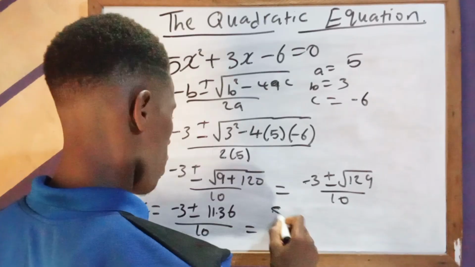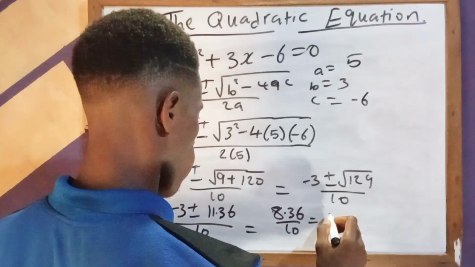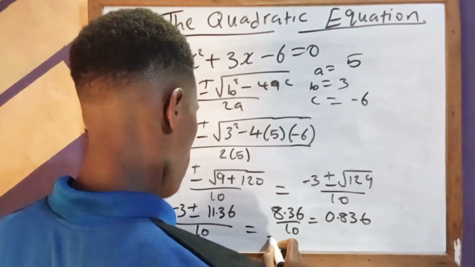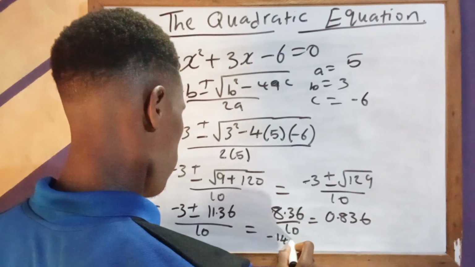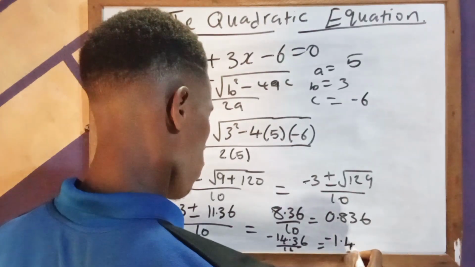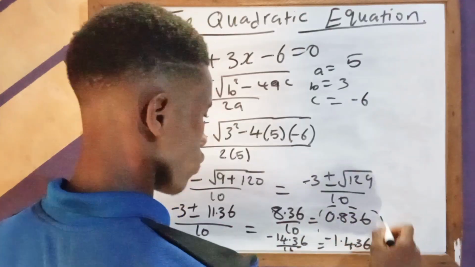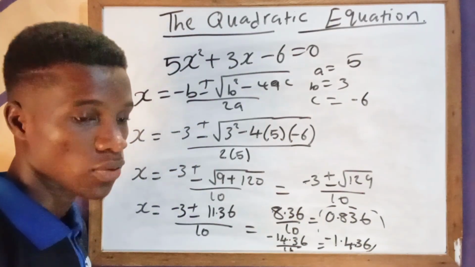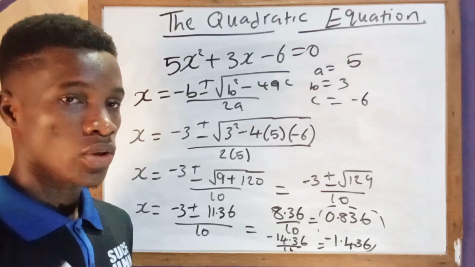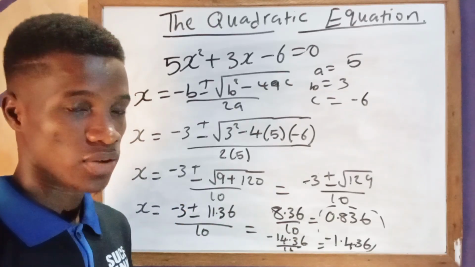Take note, this is a decimal over 10, so that we can have one of the solutions as 8.36 over 10, which is equal to 0.836, or we can have it as minus 14.36 over 10, which is equal to minus 1.436. So these are the values of x that satisfy this quadratic equation. Now note that some quadratic equations like this one, we cannot factorize. But before I say more on that, let's look into factorization of quadratic equations proper.